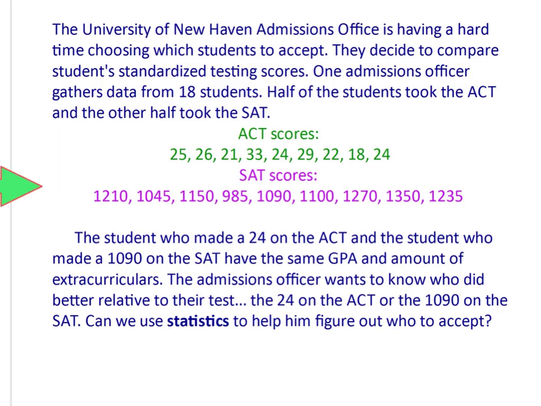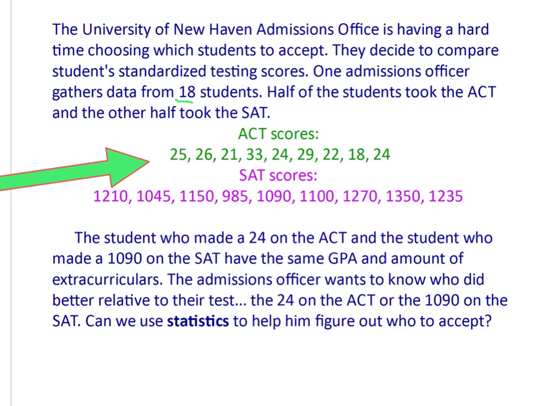As always, you don't need to write down all the words, but make sure you get down those two data sets of ACT and SAT scores. So let's read the problem. It says the University of New Haven admissions office is having a hard time choosing which students to accept. They decide to compare students' standardized testing scores. One admissions officer gathers data from 18 students.